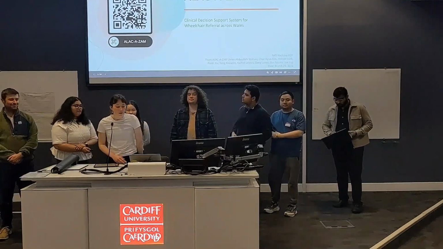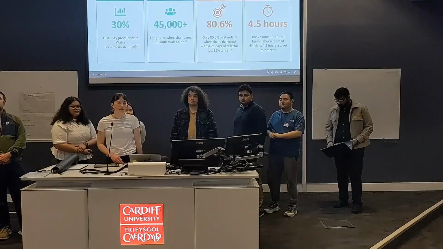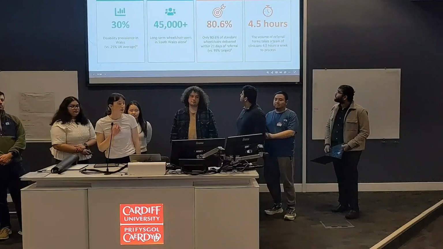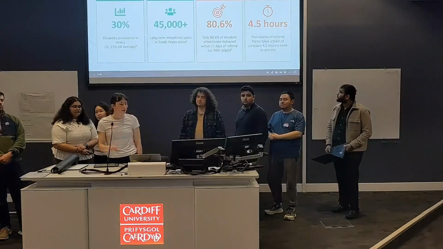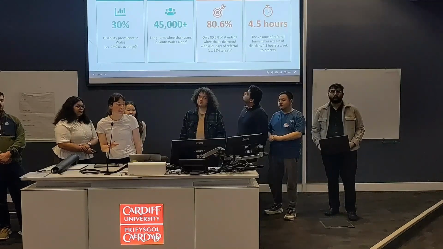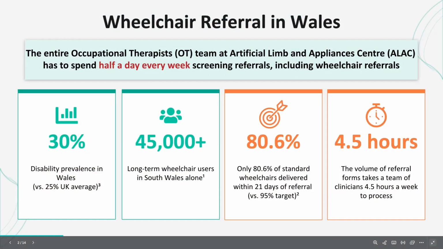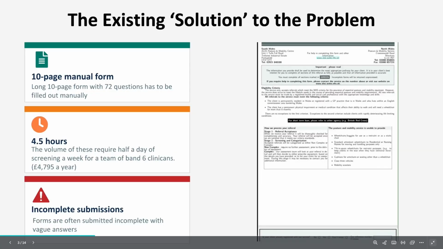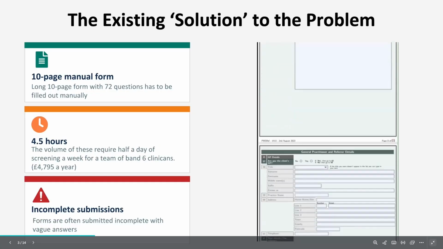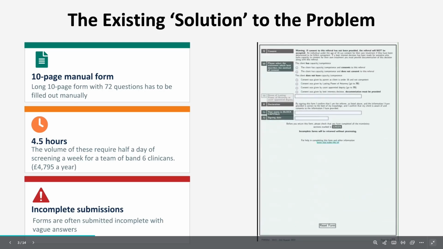Okay, so we're team ALAC-a-zam, and the problem we wanted to solve was one recommended to a friend who said that the entire occupational therapy department in his team at the Artificial Limb and Appliance Centre spends about half a day every week screening referrals, which include wheelchair referrals. The current solution is a 10-page manual form with 72 questions, which often gets bounced back because of missing information or vague answers.